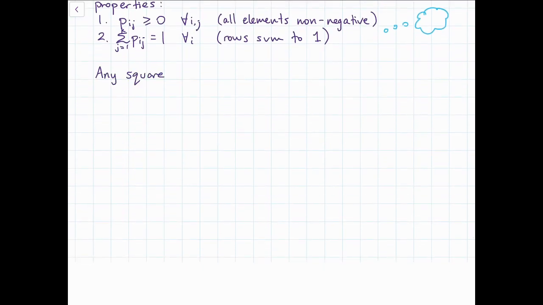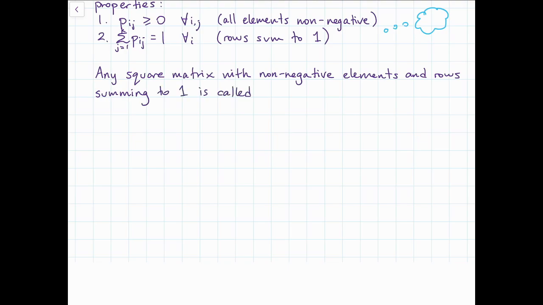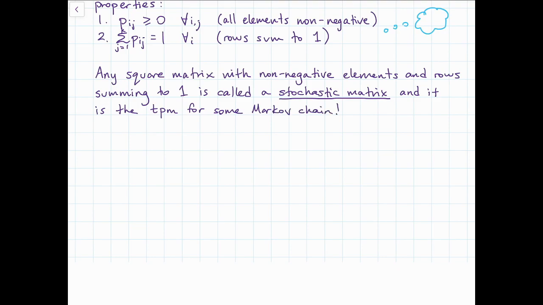Any square matrix that actually satisfies these two properties, so having all non-negative elements and the rows summing to 1, is known as a stochastic matrix. It's a special type of matrix. And the really cool thing is that any stochastic matrix you could possibly write down is the transition probability matrix for some Markov chain. I think that's really cool.